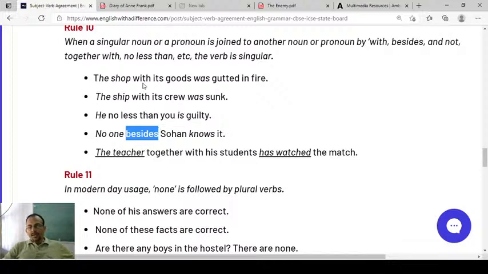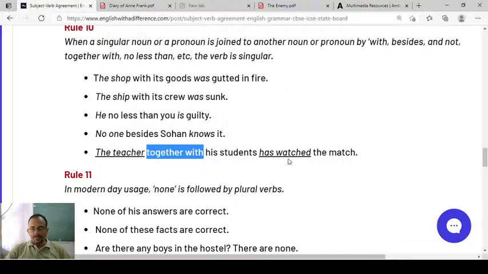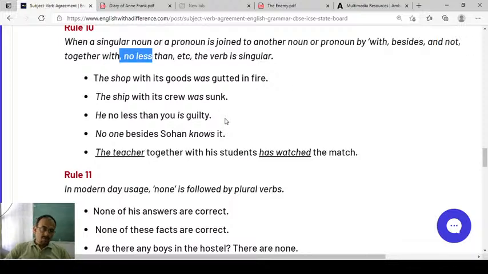Whenever two nouns have connectors like with, or no less than, or besides, or together with, then the verb will always be singular. You remember, you have to learn this by heart. Learn these connectors: with, besides, not, together with, no less than. When these connectors are in a sentence, the verb will always be singular. You remember this.